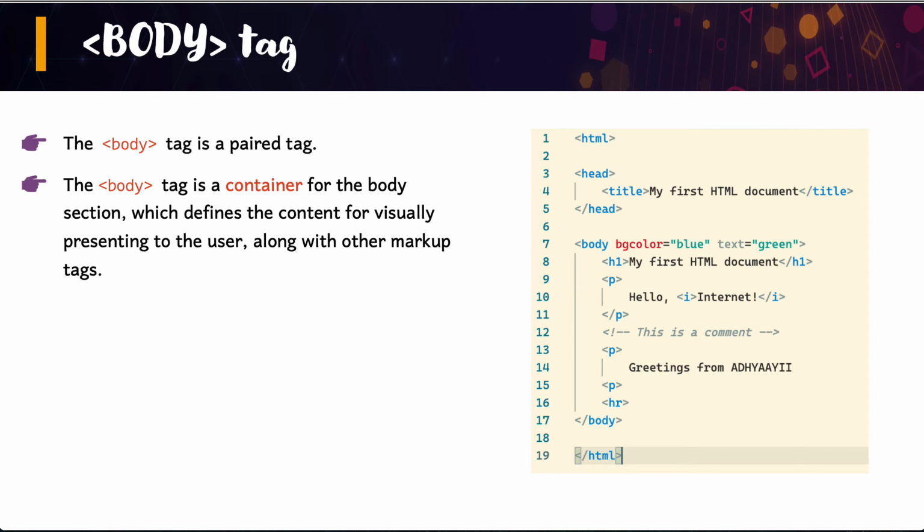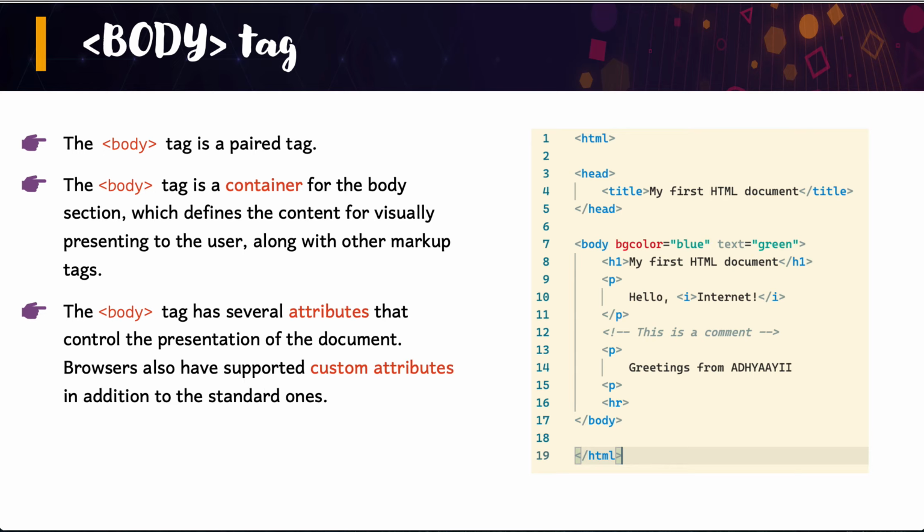The body tag is a container for the body, which is really the meat of the document. It holds all the content that is required to be visually presented to the user. It also contains markup tags. For example, you can see there is a header tag in line number 8, there is a paragraph tag in line number 9, and so on and so forth.